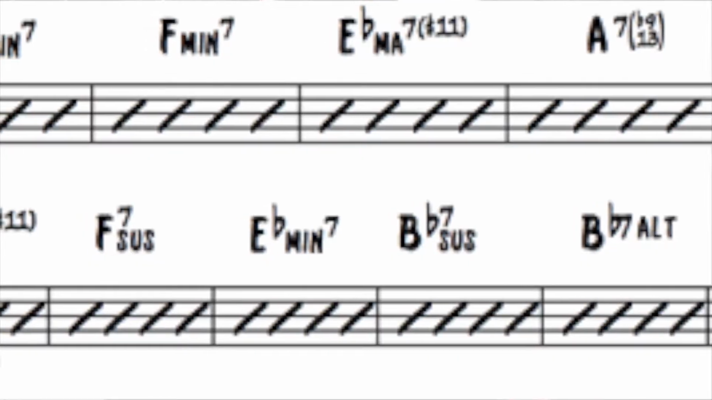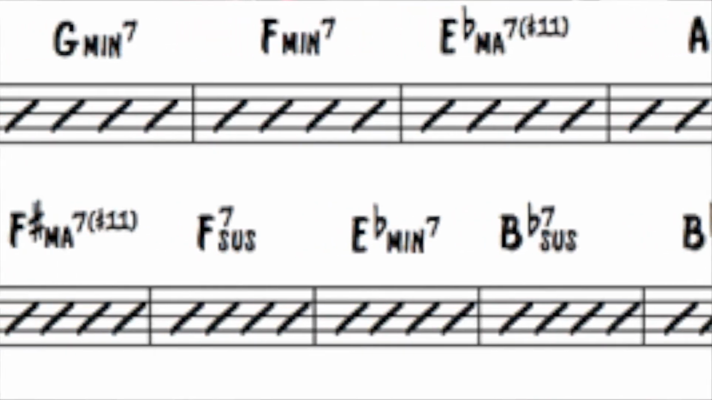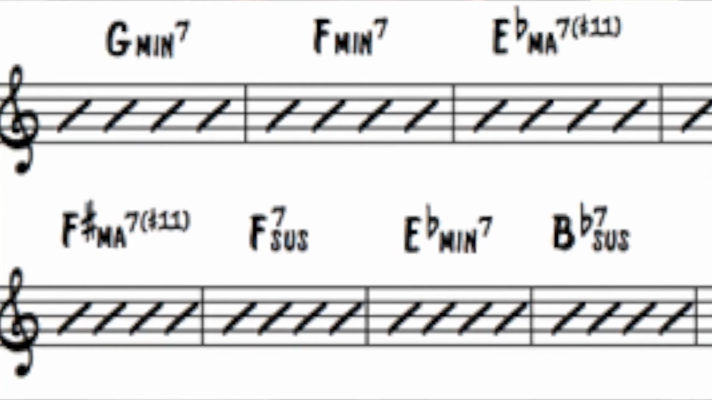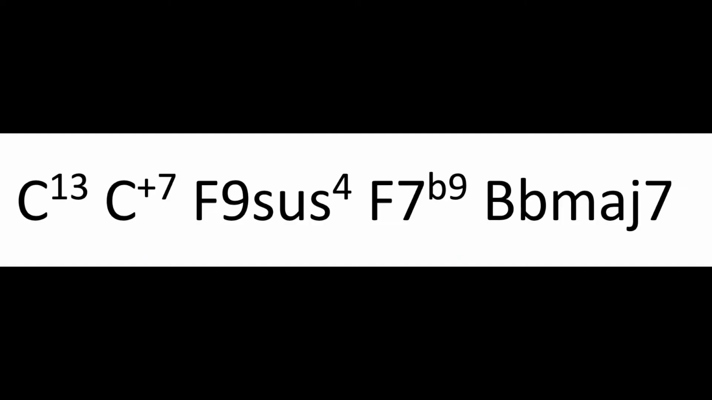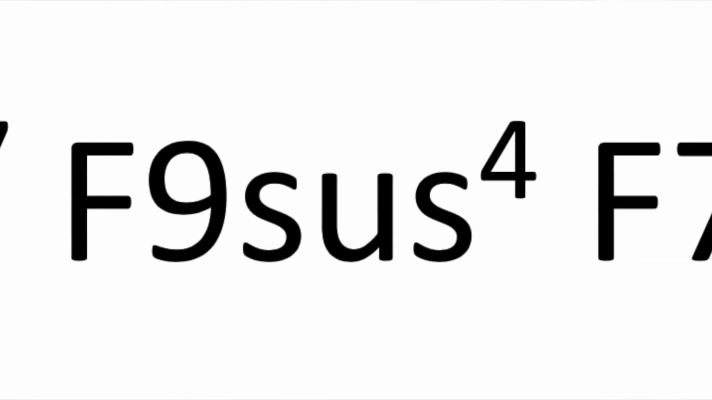Chordal instrument players are constantly having to figure out how to make music out of all the computer-generated letters and numbers that turn up in someone's arrangement of a tune. Here's an example of chords trying to imply a descending chromatic line. Pause the video if you'd like to figure it out on your own. It's C13, C augmented 7, F9 sus 4, F7 flat 9, and B flat major 7. This one has a line that descends from A to F.